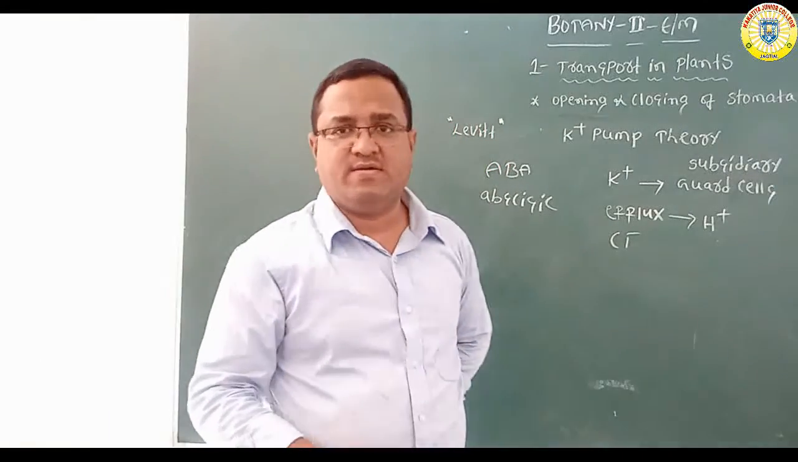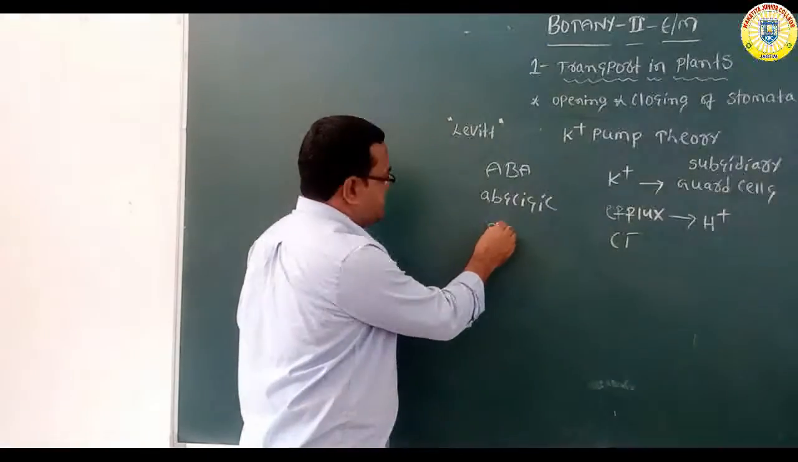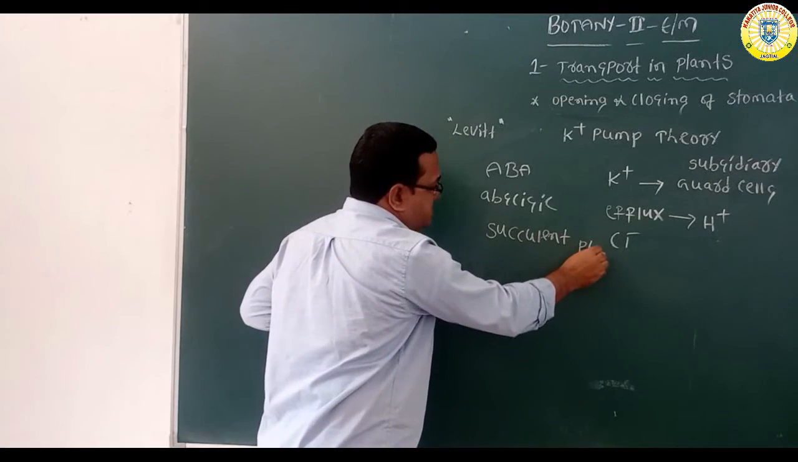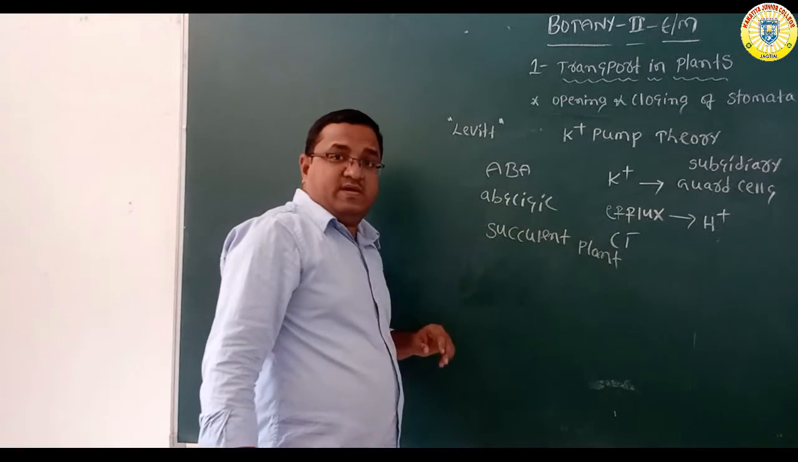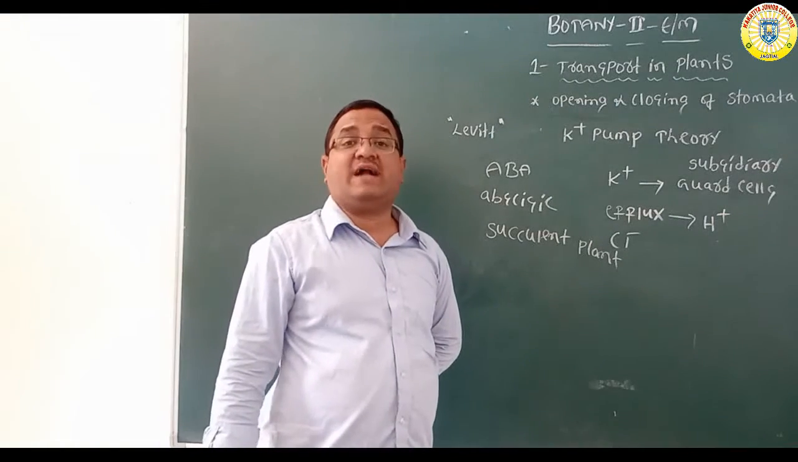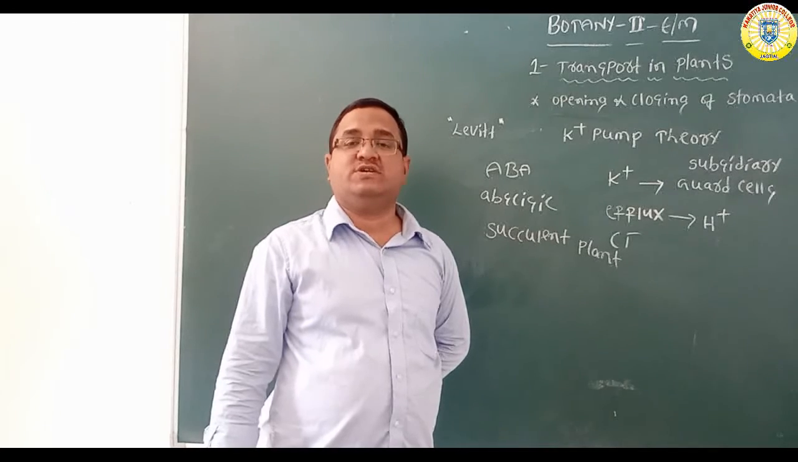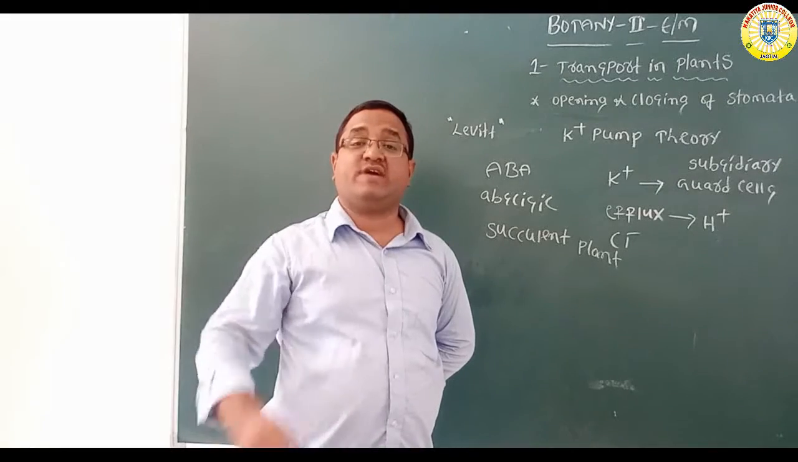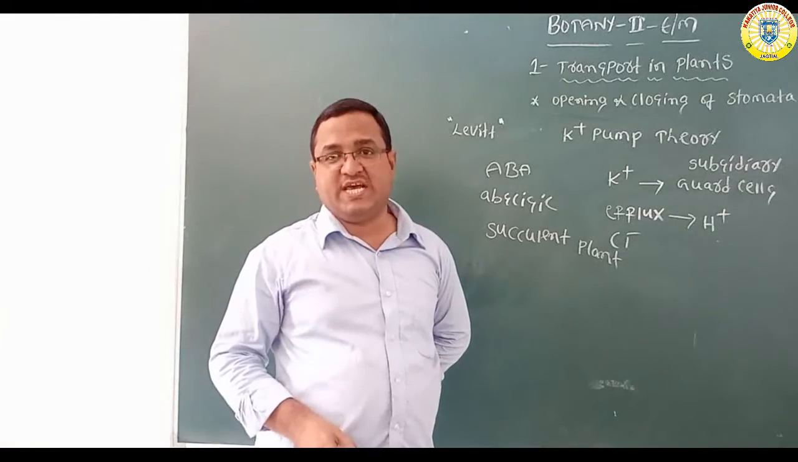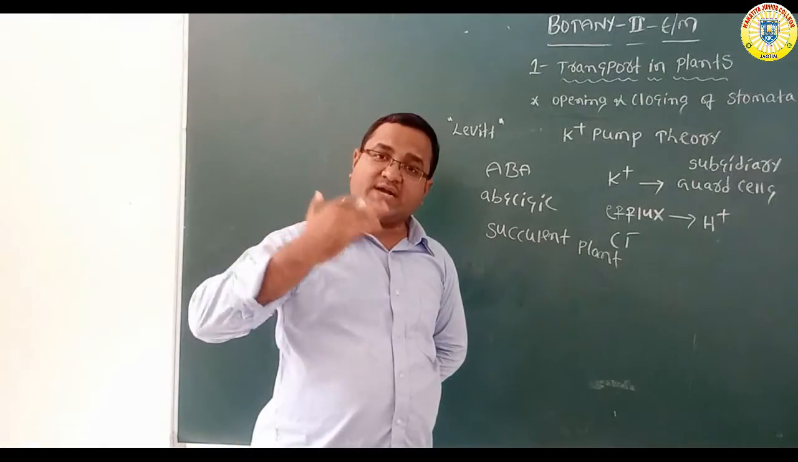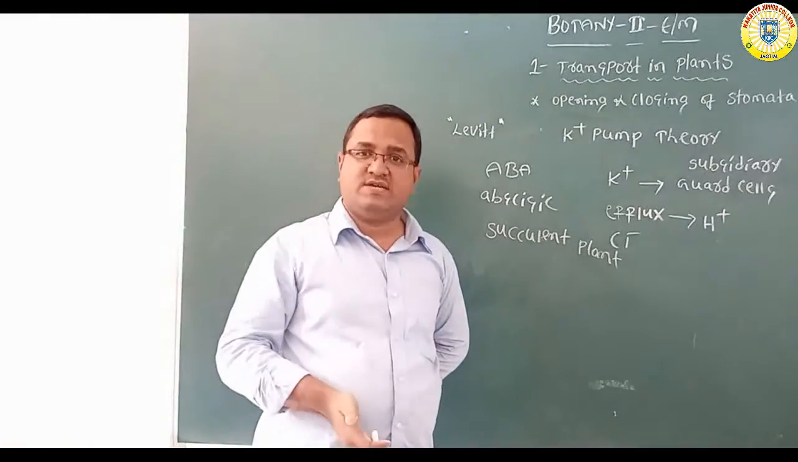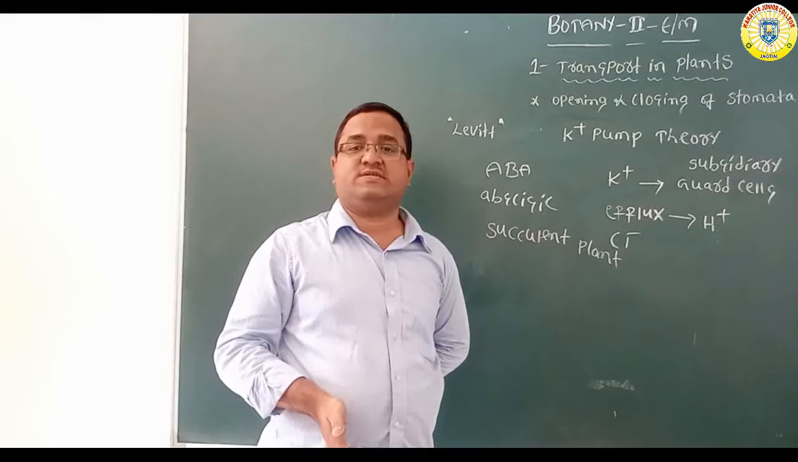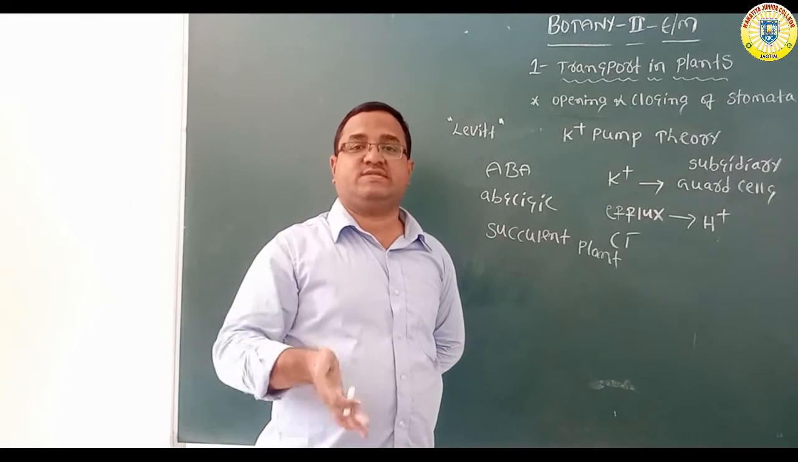And one more thing you can remember, especially in succulent plants, especially in desert plants, the water potential gradient is established because of the accumulation of organic acids. Because of the entry of organic acids, the water potential gradient is developed. The water enters into the guard cells. At that time, the stomata are open, especially in desert plants, especially succulent plants.